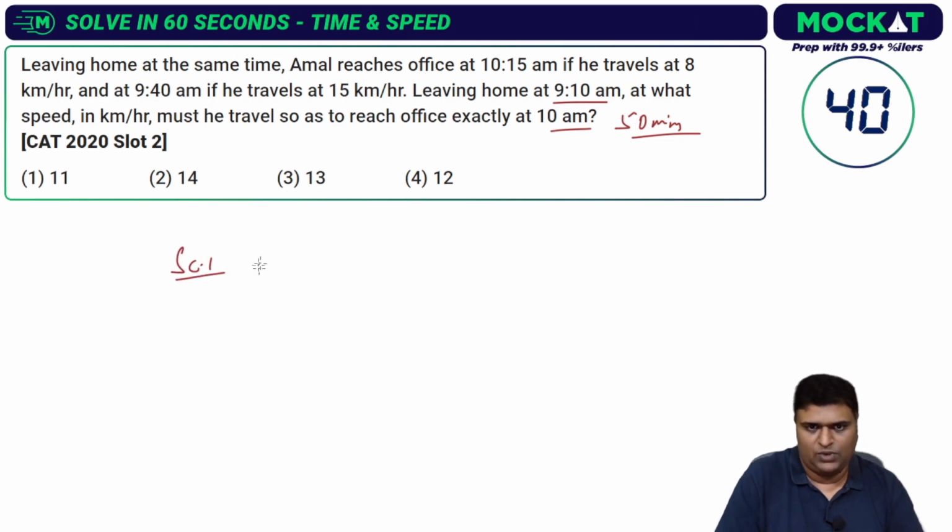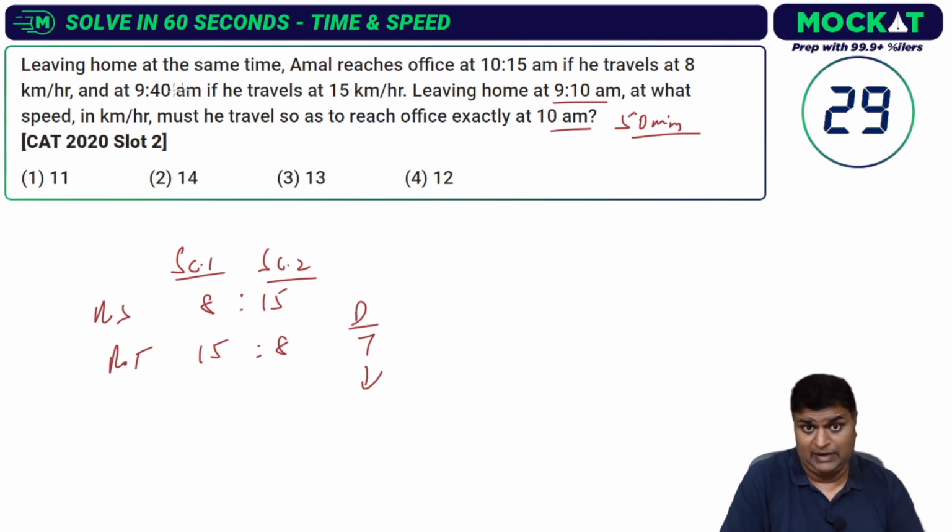I have a scenario 1 and a scenario 2 to begin with. A ratio of speed I know is 8 is to 15. Ratio of time taken is 15 is to 8. The difference over here between these two, 7 parts, is my time difference because he left at the same time, right? 10:15 minus 9:40, 35 minutes. So therefore into 5, so 75 minutes over here.